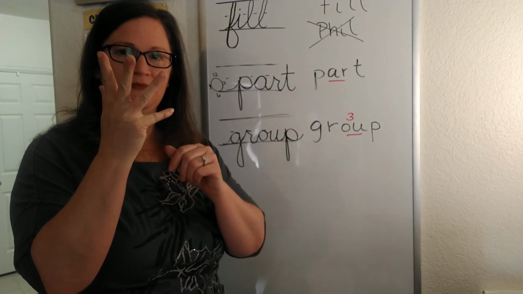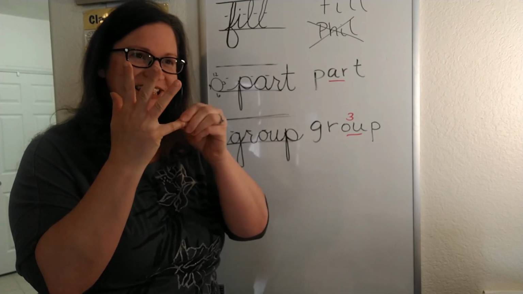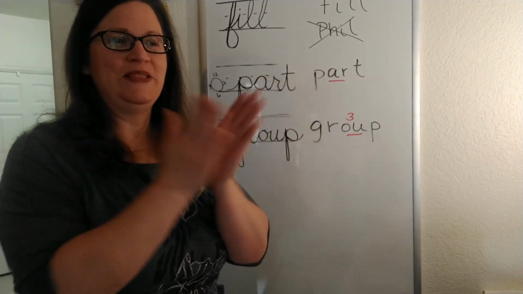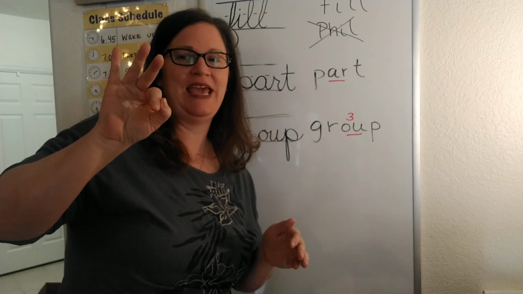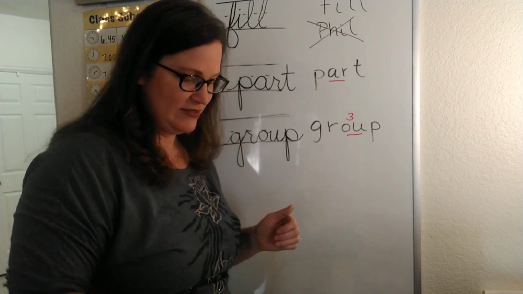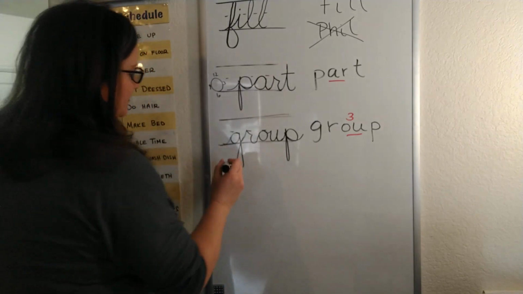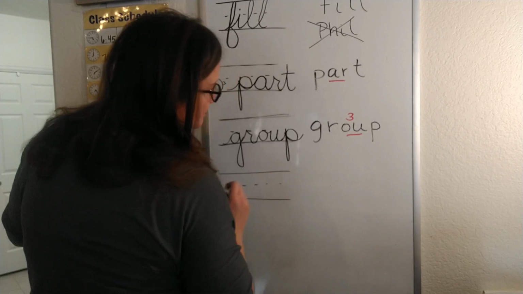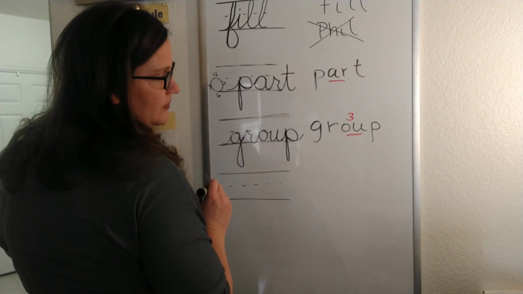Place. All right, I'll try it the other way. Do it with me. Place. Good. Say it as you write it. Spell it out for me.